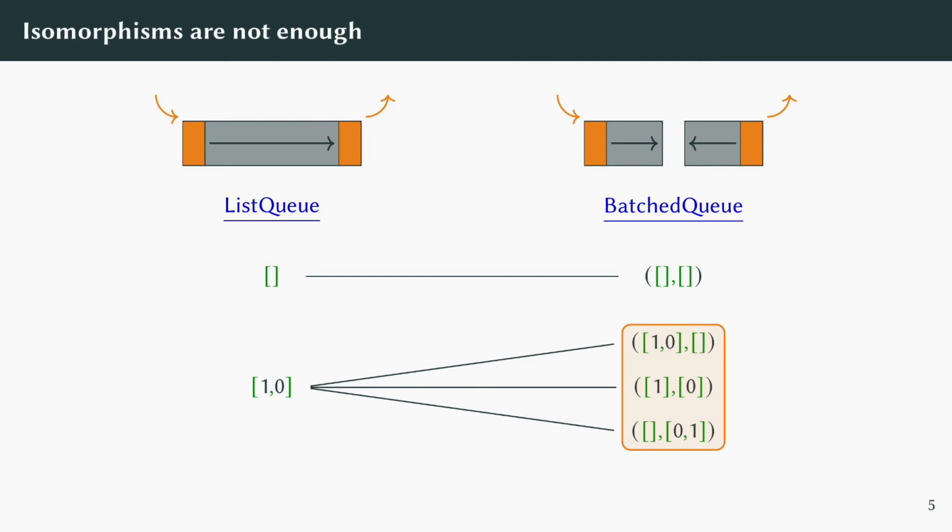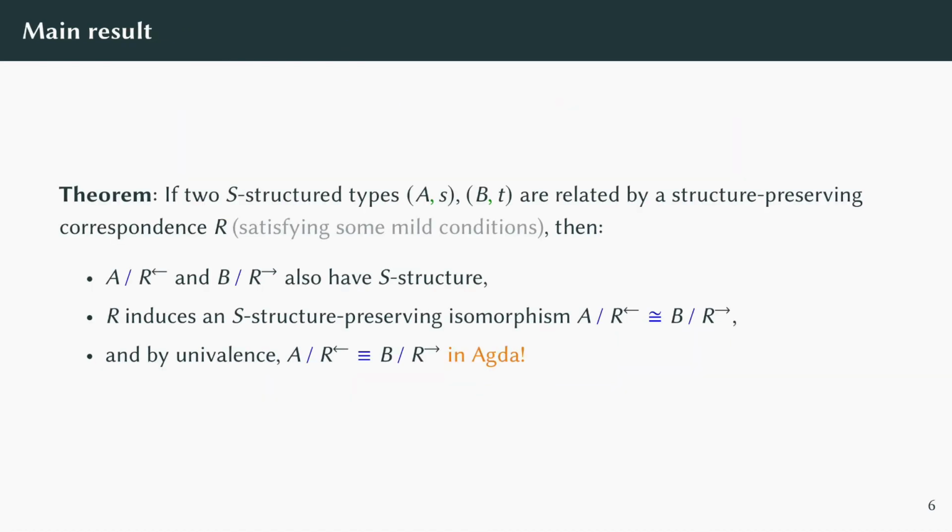Our key insight is that we can identify all the batched queues that correspond to a single list queue using a quotient higher inductive type. If we do this, the queue operations descend to the quotient, and we obtain a structure-preserving isomorphism between list queue and the quotient, which by univalence gives us an equality. And in fact, this works in general, although in the general case you have to quotient both sides.